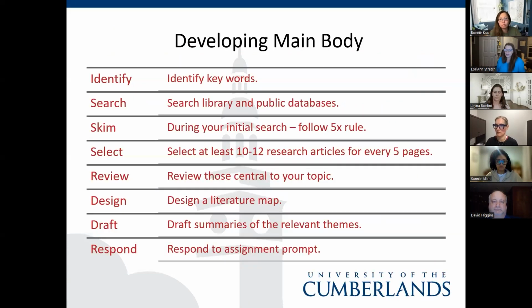Then we go into the main idea. In our main body, we're going to identify keywords, orient our readers to acronyms and the concepts that we're talking about. We're going to use the library and public databases. We're going to initially look for about 5 times more research than what we need, because we're going to rule out things as we go. For every 5 pages that you write, you should expect to have 10 to 12 articles supporting those 5 pages.